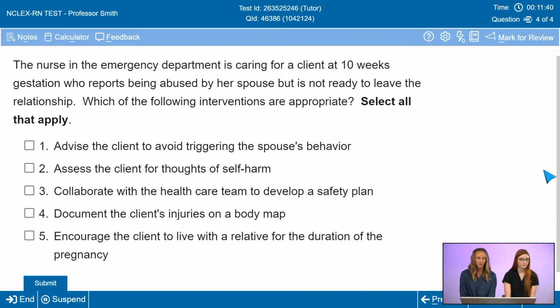And so another test-taking tip is to read the question stem, and for longer stems such as this one, summarizing it down to what the question is actually looking for. So for this one, we're looking at a client who's being abused by her spouse but is not ready to leave, and what interventions would be appropriate for this client.